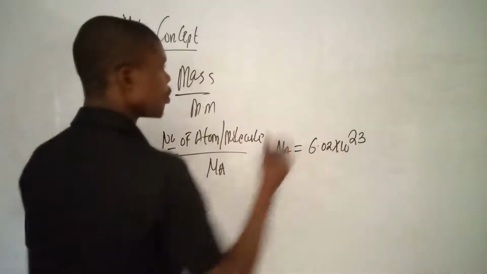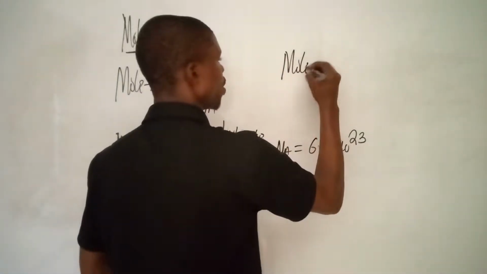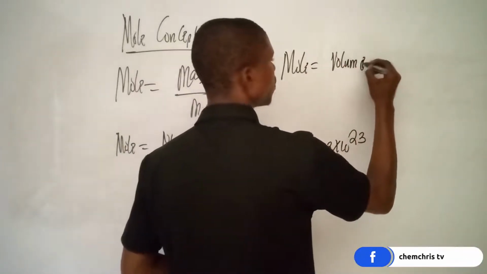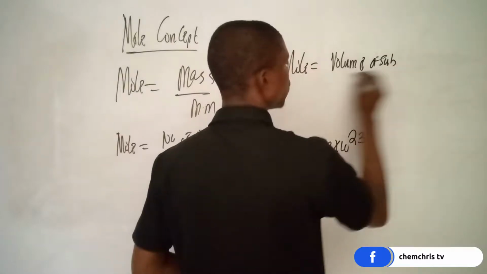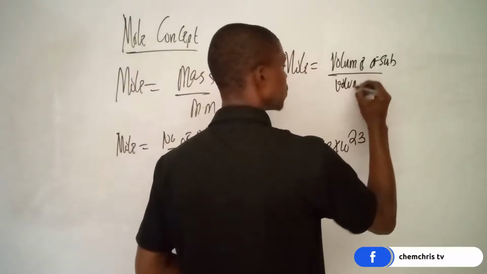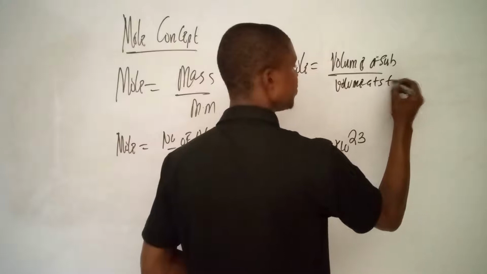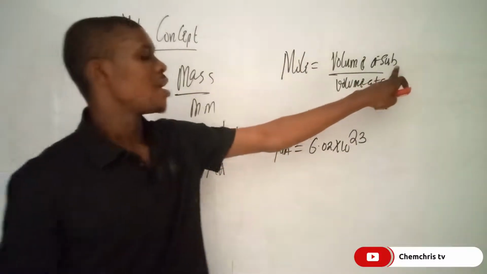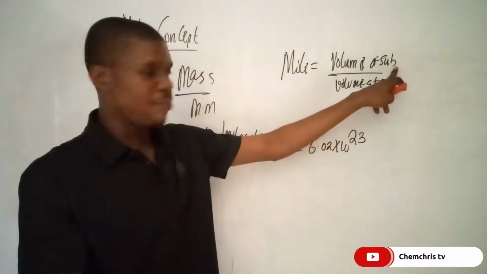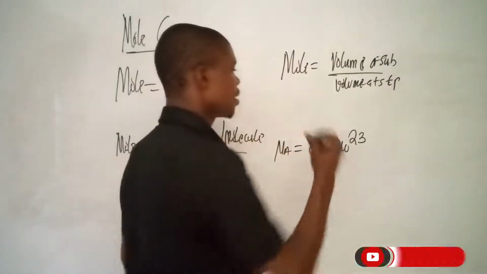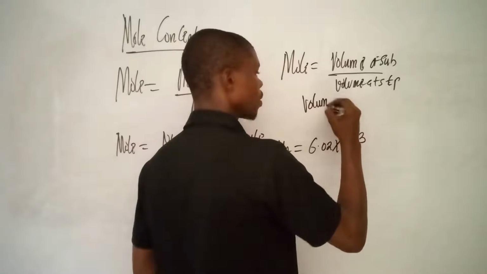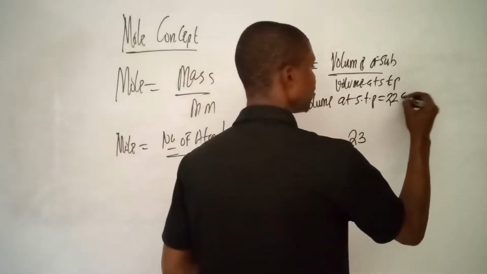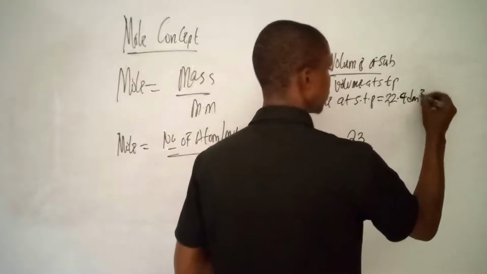Then the last one: mole equals volume of substance at STP over the volume at STP. The substance can either be an atom or a compound. The volume at STP is always equal to 22.4 dm3.